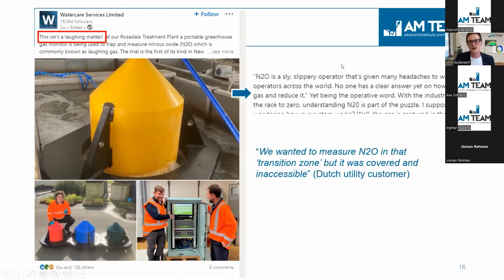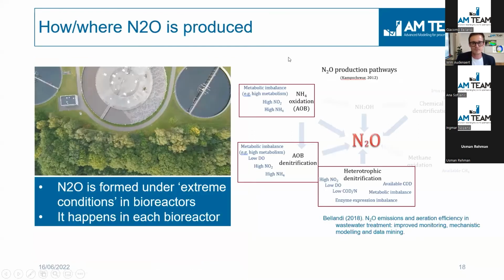We were talking with a Dutch utility customer last week, and they said, yeah, we want to measure N2O in that transition zone, for example, a zone between an aerobic part and an anoxic part, but it was covered and inaccessible with a sensor. There are really many limitations and black boxes when it comes to N2O assessments.